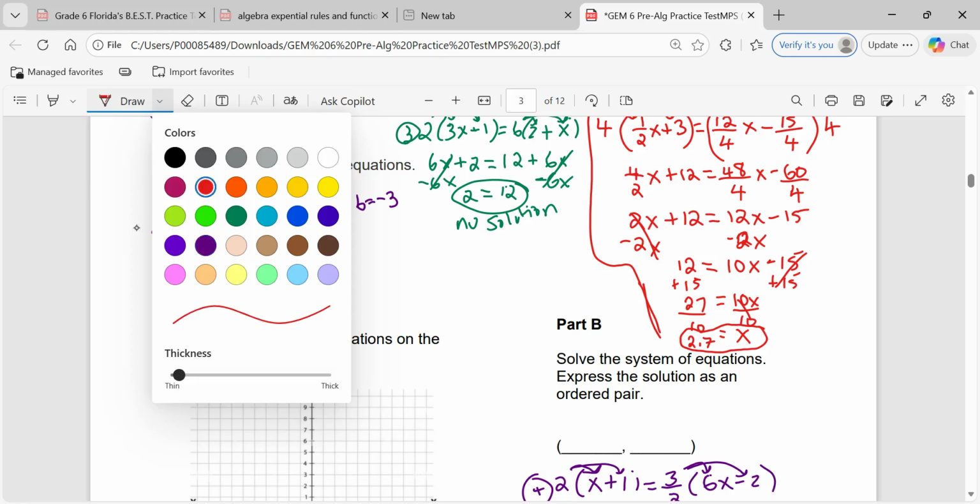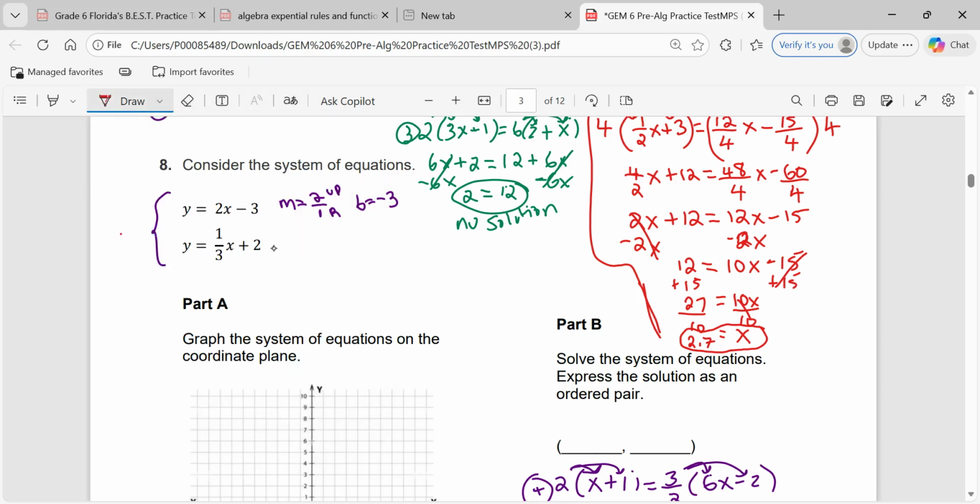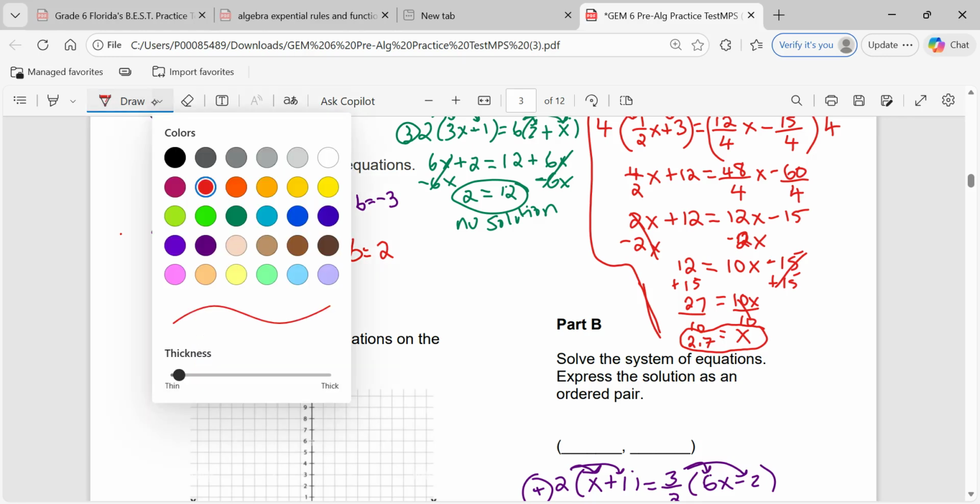I could look at the next one. I know the slope for the second one is 1/3. It is positive, so I know I'm going to go up 1 and right 3. And then I could tell the y-intercept is 2 because it's right there. So now let's go ahead and graph. Let's graph the purple one first.